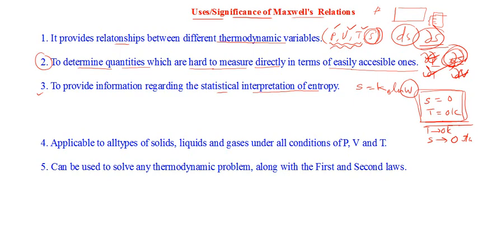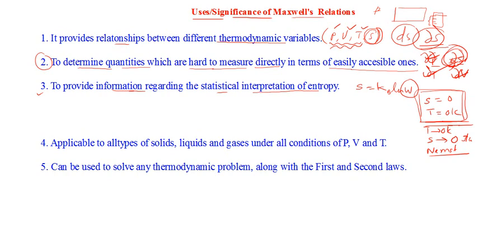Okay, this is also known as the Nernst theorem. Nernst theorem in thermodynamics. I just mentioned it. So to provide information regarding the statistical interpretation of entropy, these Maxwell's relations will finally support the interpretation of entropy using statistical mechanics. How is it done?